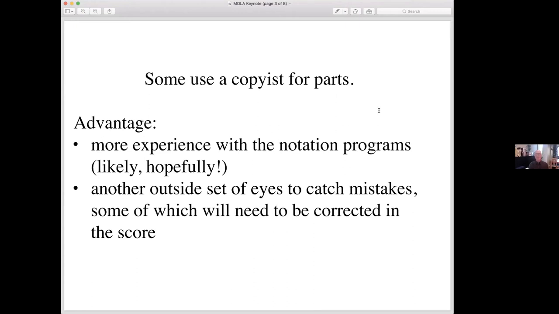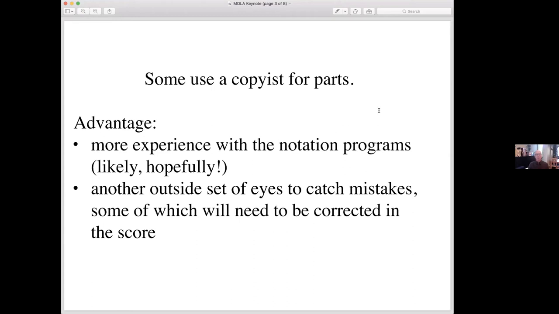And I say that not entirely in jest, because I have colleagues who started out earning money as they were building their careers by copying music for other composers. But they themselves were still young composers, so they don't have the same level of experience with the notation programs. And if you think of hundreds of years ago, how composers learned about composing by writing out other composers' scores and parts, it's a similar kind of thing. Even though they're working on someone else's score, they're still learning the program along the way. So you're hoping that they have that experience, but they're picking it up along the way.